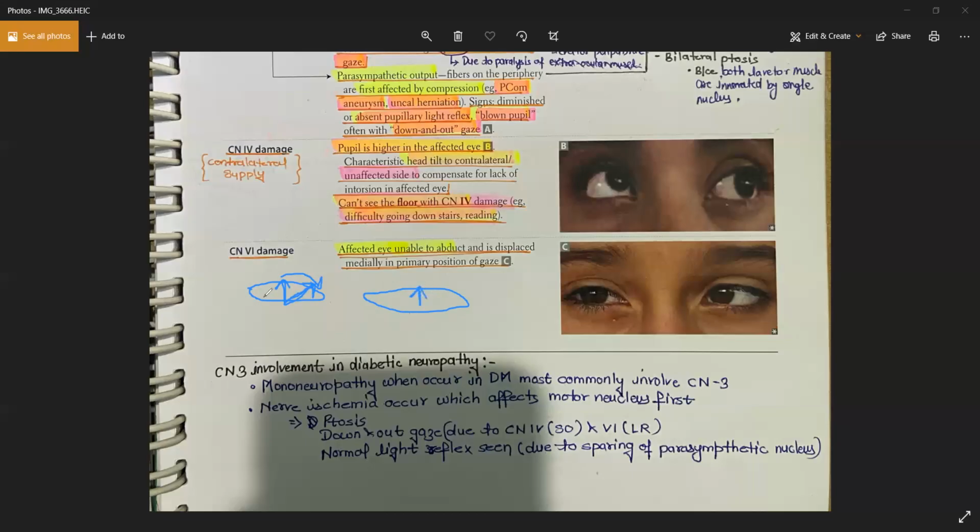In order to correct the diplopia, I need both the eyes to be in the same direction. But because my eye is deviating in this direction, if I move my head to this side, that means on the affected side, I will have this kind of movement of the normal eye. As a result, I will correct the diplopia. So the patient will present with a tilting of the head, to compensate for this lack of intorsion in the affected eye.